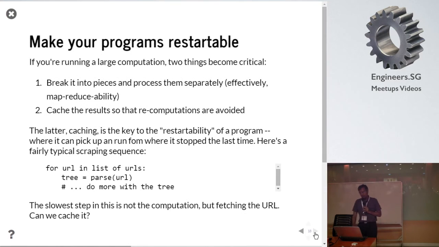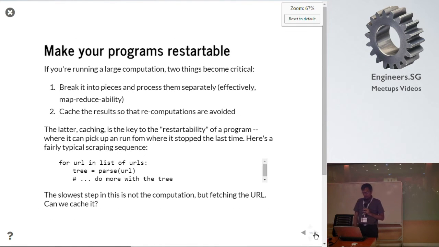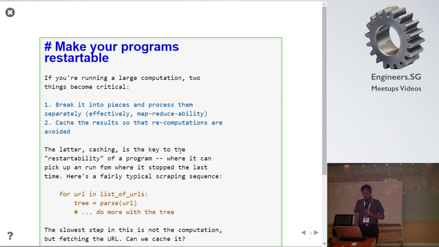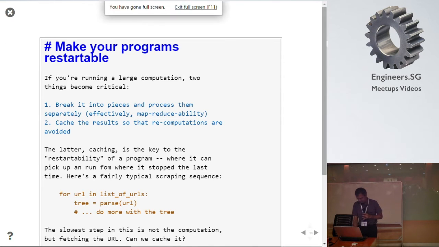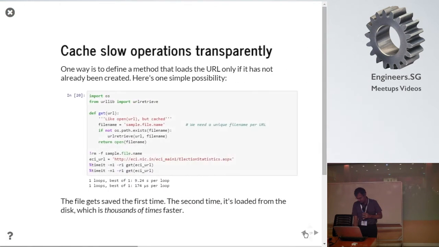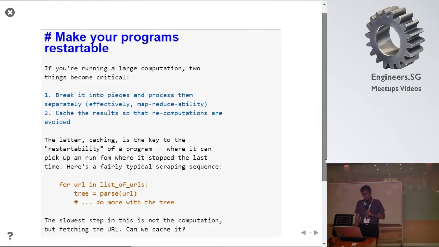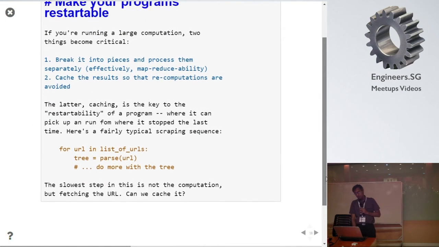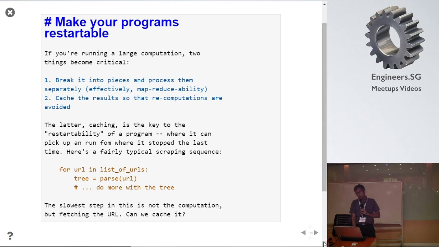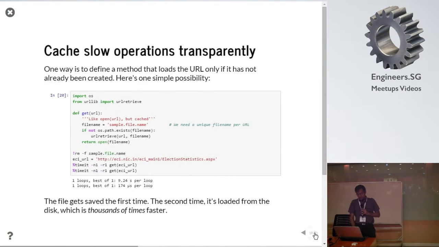So you do the obvious thing, which is you make your programs restartable, right? So when you take a list of URLs, what you want to do is parse that URL and convert that into a tree structure. The parsing isn't slow, the conversion isn't slow, it's the fetching of the results that really is slow. So is there a way we can cache operations transparently?